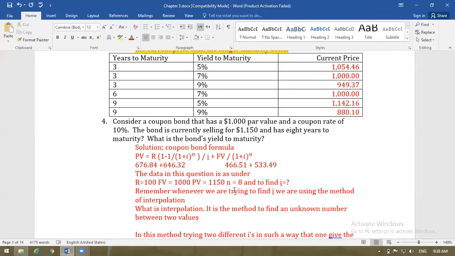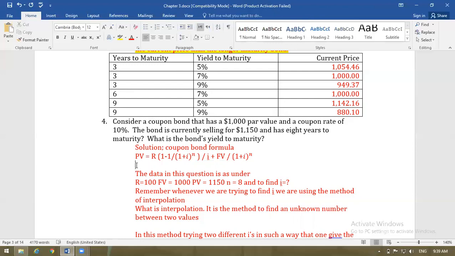Solution. The case is again a coupon bond. So I write the coupon bond formula, which is present value is equal to R times (1 minus 1 divided by (1 plus i) raised to power n) divided by i, plus future value divided by (1 plus i) raised to power n. The data in this question is as under: periodic payment 100, future value 1000, present value 1150. As in the question, the bond is currently selling for 1150, it means present value. Number of years 8, and we need to find i.